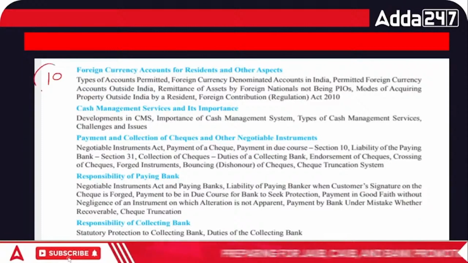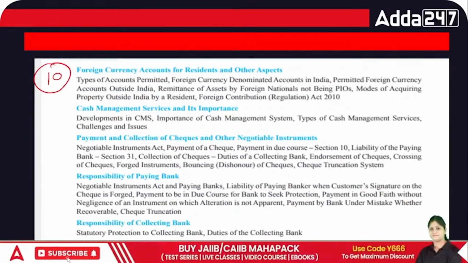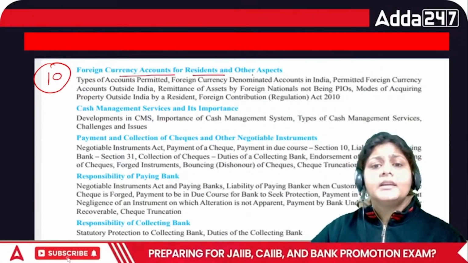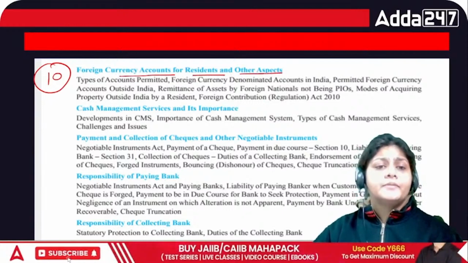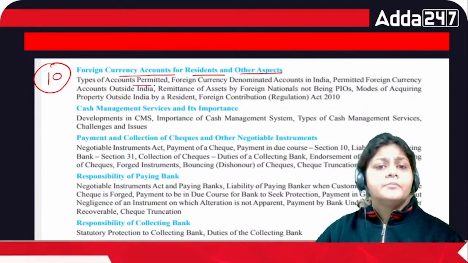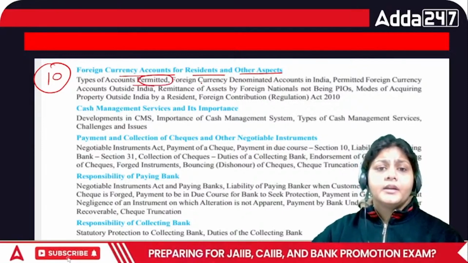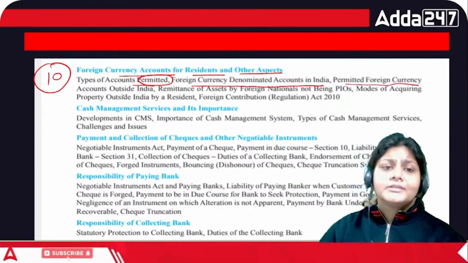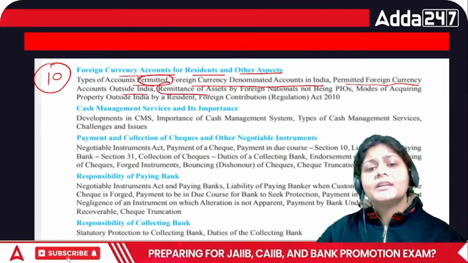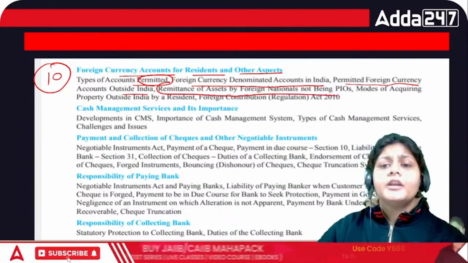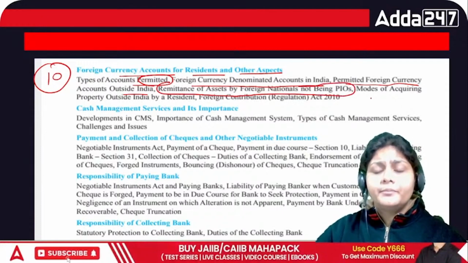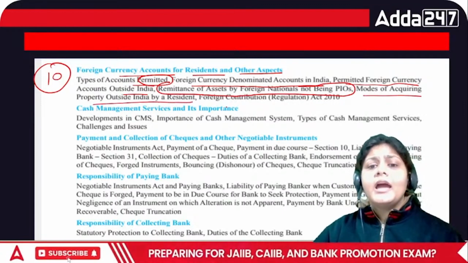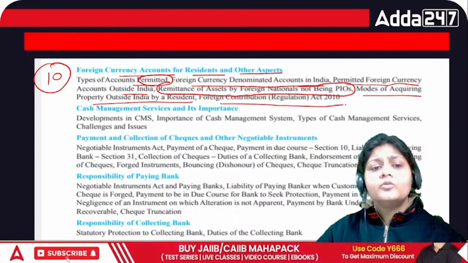Then chapter number 10 is all about foreign currency: foreign currency accounts for residents and other aspects. In this chapter we are going to cover the types of accounts permitted in case of NRI, foreign currency denominated accounts in India, permitted foreign currency accounts outside India, and the remittance facility available for assets of foreign nationals who are not PIO. Modes of acquiring property outside India by a resident, and what is the Foreign Contribution Act 2010.